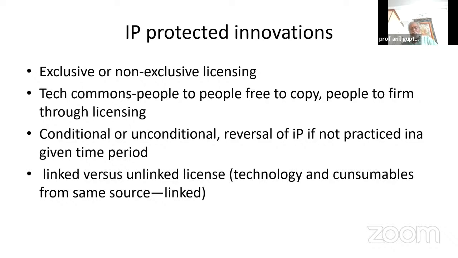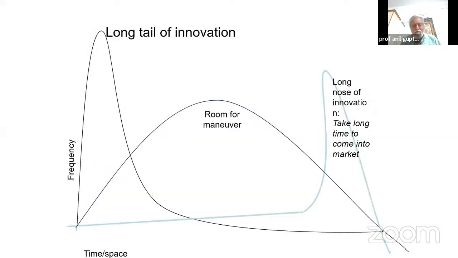There is also conditional or unconditional license. If you do not make it work in 3 years or 5 years, whatever time you decide, the license will revert and we will not pay you back any money, because I don't want you to sit on my technology and kill it because you want to sell your less efficient technologies. That is, you are preventing competition. And I will not let you do that. So the clause of licensing must include a reversal of IP if not practiced, if not commercialized within a given period of time. Similarly, linked versus unlinked.